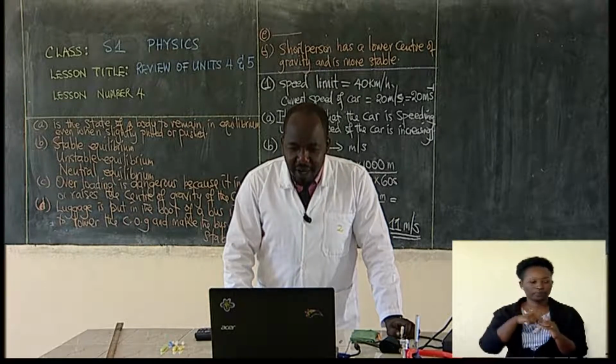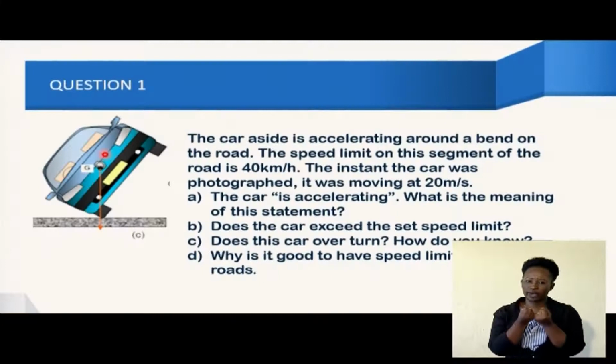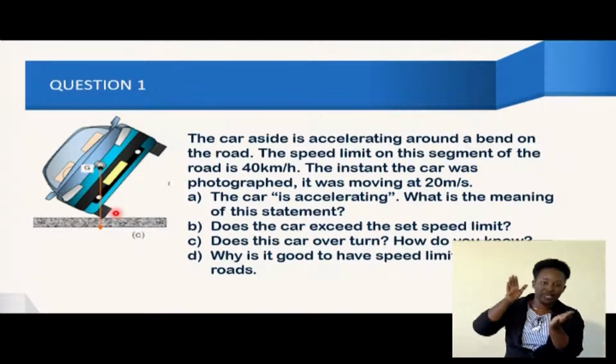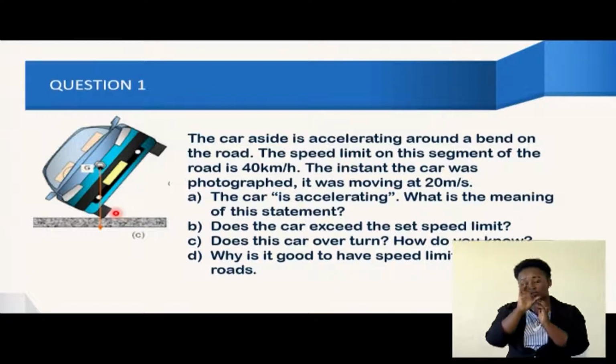Does this car overturn? Okay, now for the car to overturn, just look at the diagram. There's a line here coming from the center of gravity. I think you can see a vertical line coming down. Look at the base of support. The base of support is the distance between these two tires. So as you can see, the car has already tilted like this, and that line is outside the base. So our answer to part C is yes.